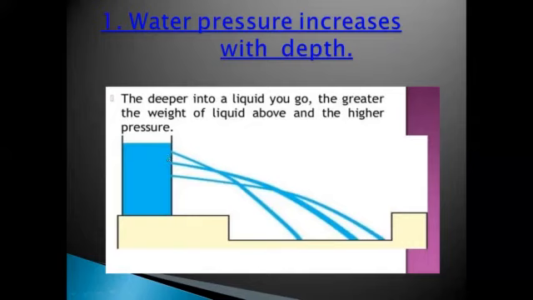The deeper into the liquid you go, the greater the weight of the liquid above and the higher the pressure. See here, sea divers, as they go down in the sea, use some special kinds of suits because the atmospheric pressure and also the pressure exerted by liquid on them will be more as they go down. So that is the reason the first law is water pressure increases with depth. As the depth of the liquid increases from the free surface, pressure also increases.